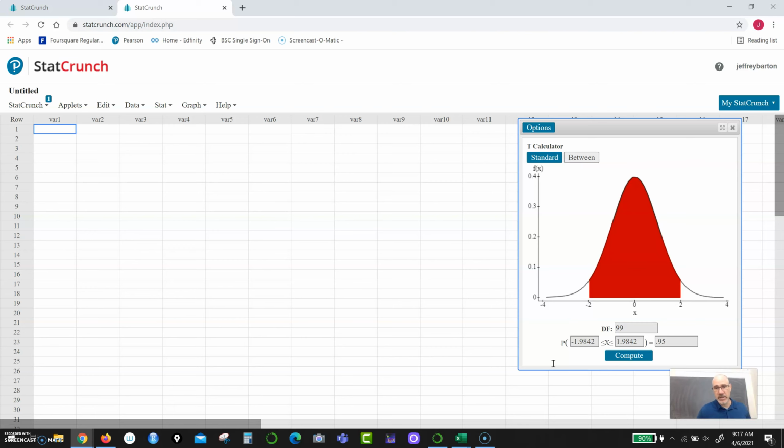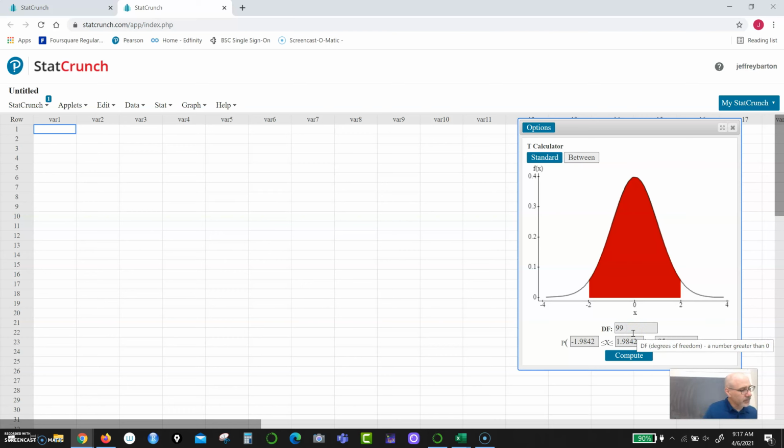Notice that's really close to the standard normal, which would be minus 1.96 to 1.96, and the difference is that we have a t-distribution here, and the reason they're so close is we have a pretty large sample size. So we have 99 degrees of freedom. The two distributions are very close.